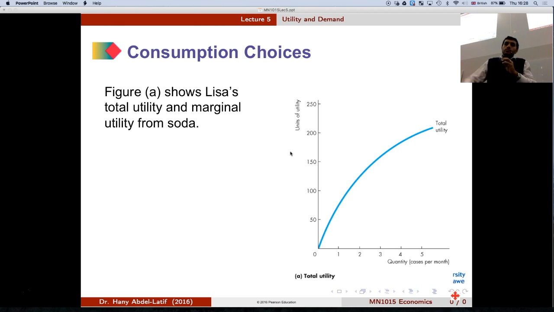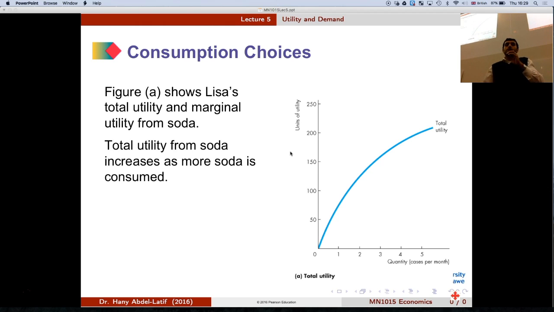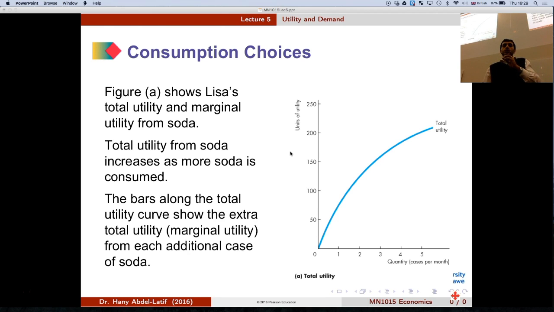And the total utility on the vertical axis. So you'll see the total utility is increasing, but the marginal utility, which is the contribution of each unit she consumed, is decreasing. So that's what you can see here. So you see, this is the contribution. So every time it is smaller than before.